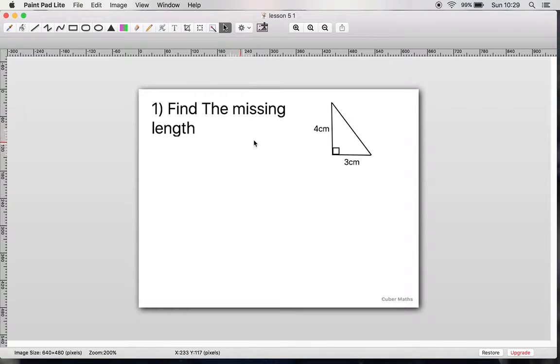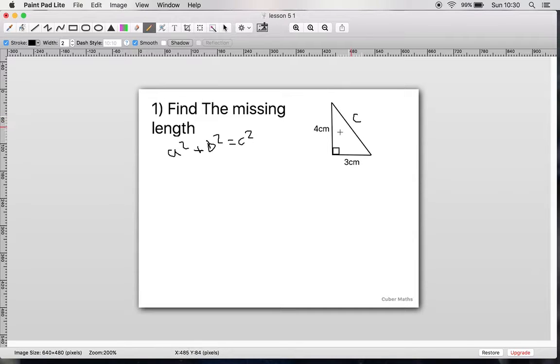So here's our first problem, and it says find the missing length. So we know this length here is 4, this one is 3. So this is the one we're trying to find, which is also called the hypotenuse. Now Pythagoras' theorem tells us that a squared plus b squared is equal to c squared. C squared, or c, is always the hypotenuse. Now the hypotenuse is the longest length, and in this case it's the one we're trying to find.